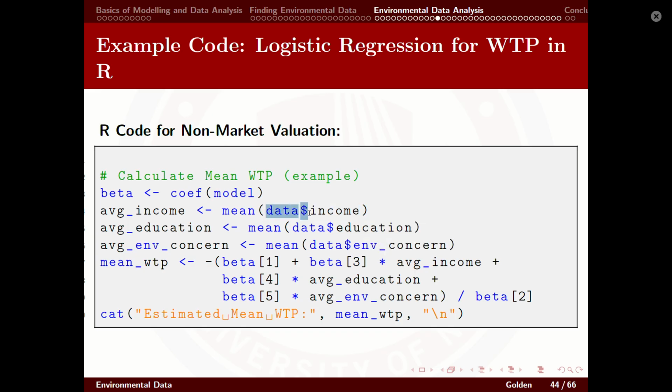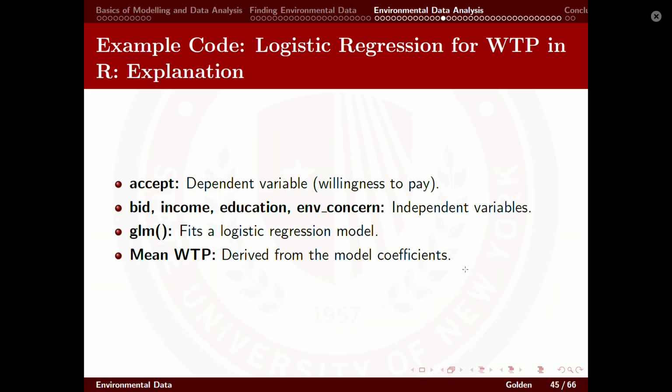So you get this data, and then $ sign income is the income variable, the vector of incomes. Average environmental concern, you have that $ sign there. And mean willingness to pay, we have the formula before where we have this beta 1. In this case, it says 2, but it's because of how our index is. It's not indexing from 0. And then you solve for this, and you now have the mean willingness to pay.